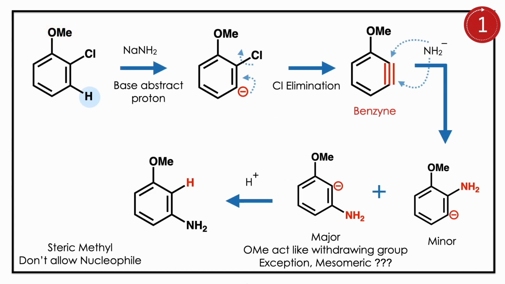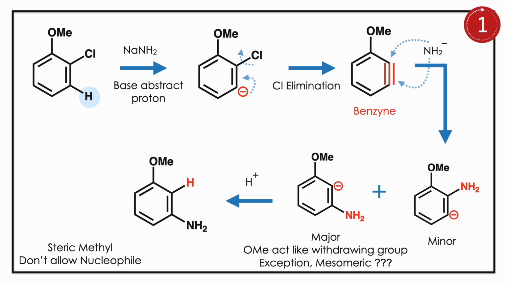Here sodamide you are using. Sodamide is the strong base. It abstracts the proton. You have the nucleophile. The negative charge is there. Negative charge has to be quenched. It will be quenched as the benzyne. Chlorine elimination leads to the triple bond formation. Benzyne forms. Then the nucleophile attack.